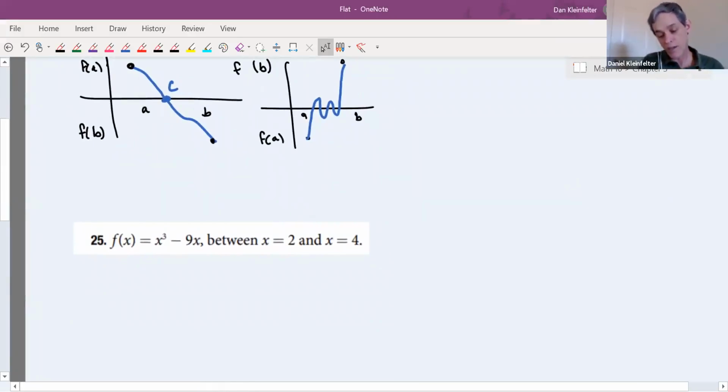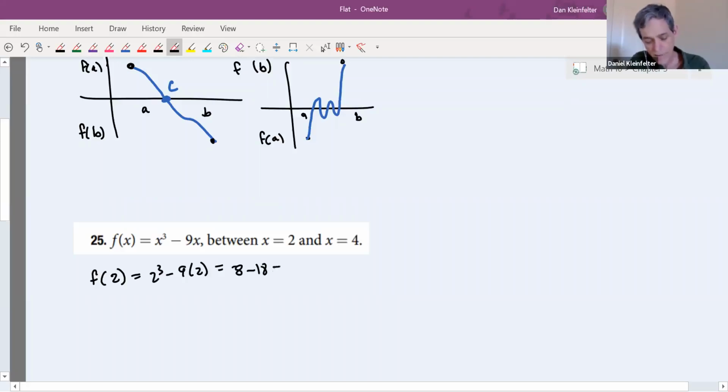So we'll do this for number 25. Here it says f of x is x cubed minus 9x. We want to establish that there is a 0 between 2 and 4. Let's just think for a second. I know that this thing is a polynomial, and so it's going to have a nice smooth graph. What is f of 2? f of 2 is 2 cubed minus 9 times 2. That's 8 minus 18, which is negative 10, which is negative.